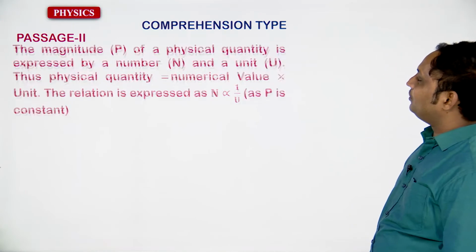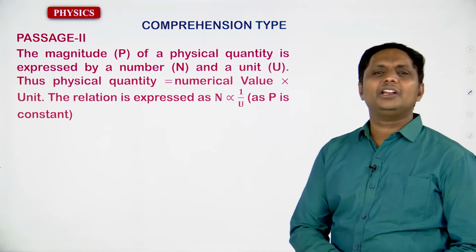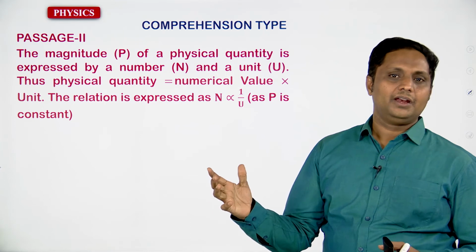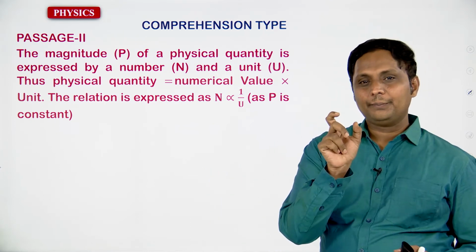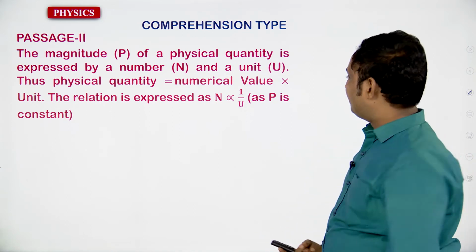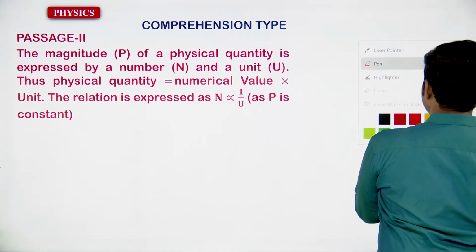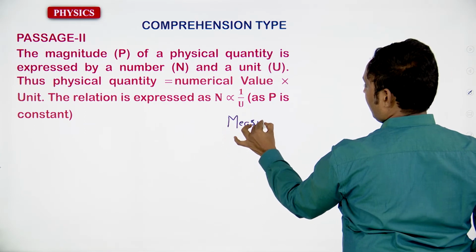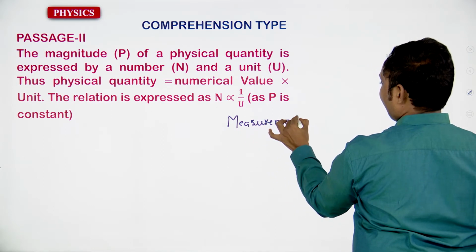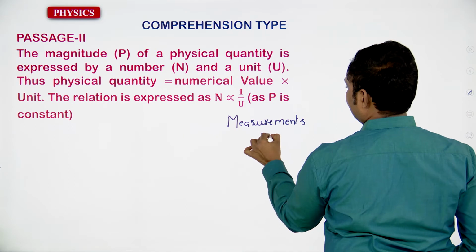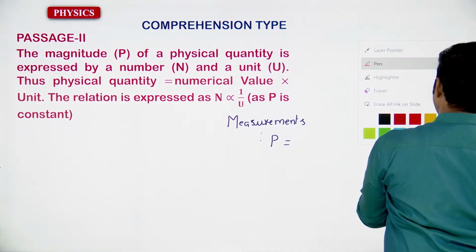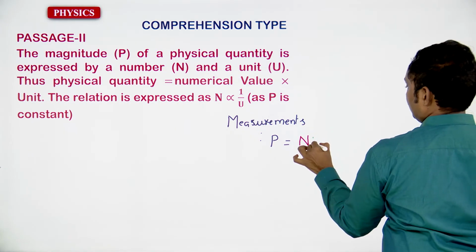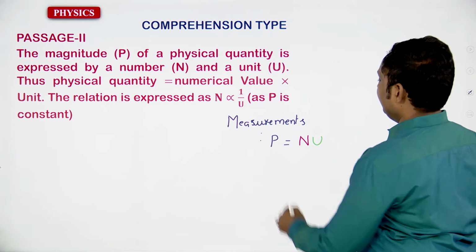Just see the magnitude of it. Generally, the representation of a physical quantity is taken by parameters. In measurements, we take that P is equal to nu. It can be represented as P is equal to n into u. You have to write down u. Okay, I have taken that. This is very clear.